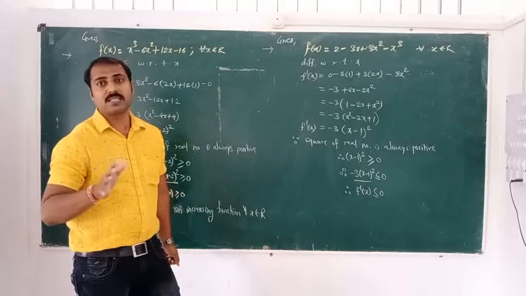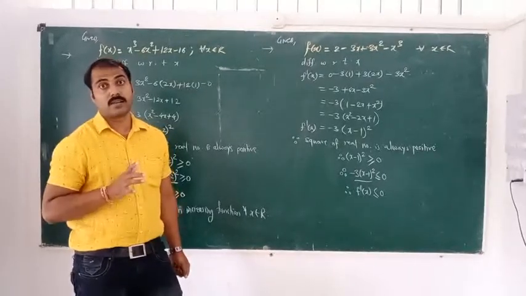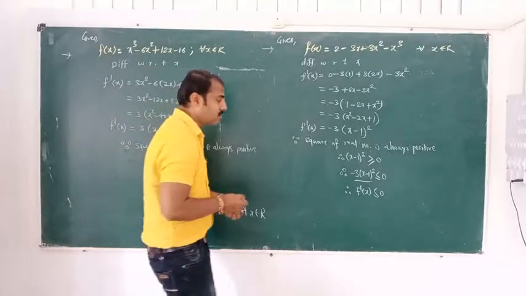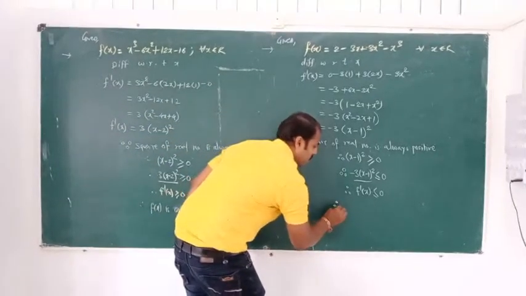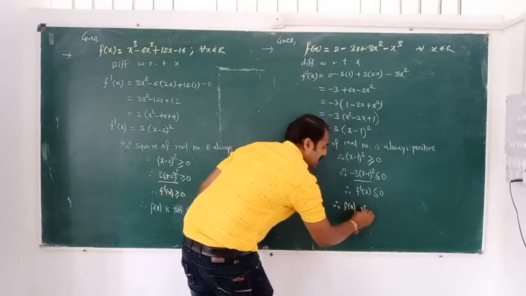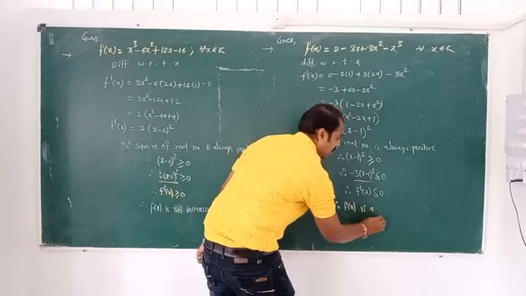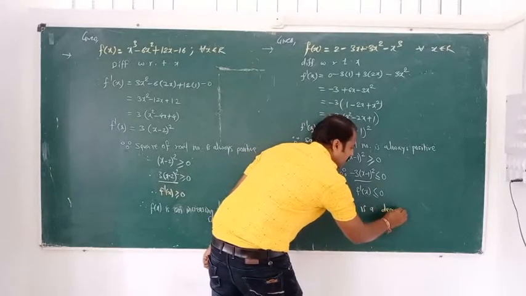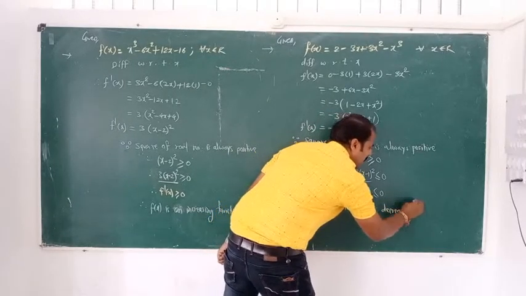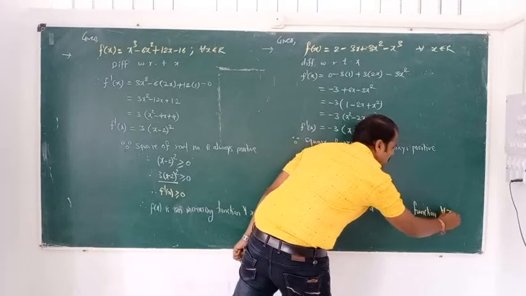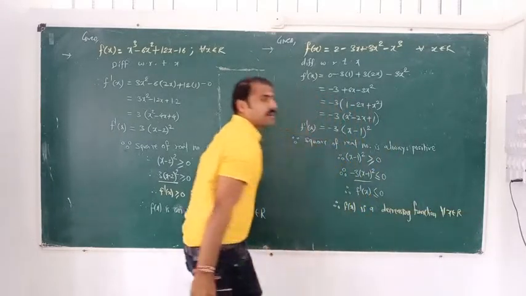So the derivative is negative. When the derivative is negative, then we say that f of x is a decreasing function, since the derivative is negative, for all x belongs to R.